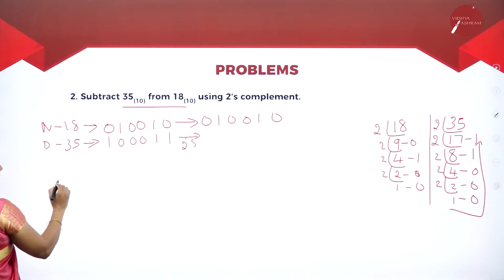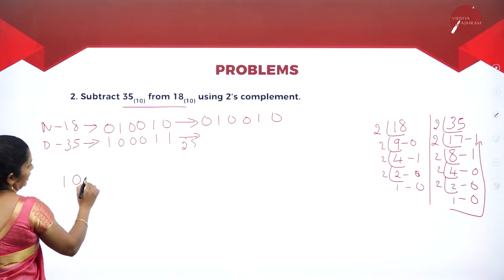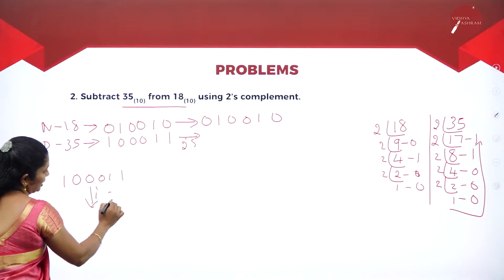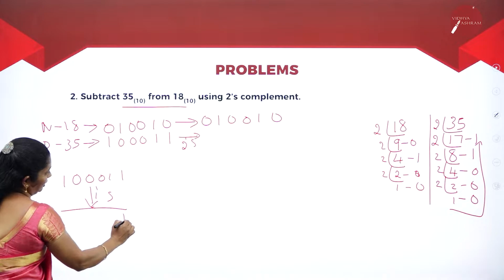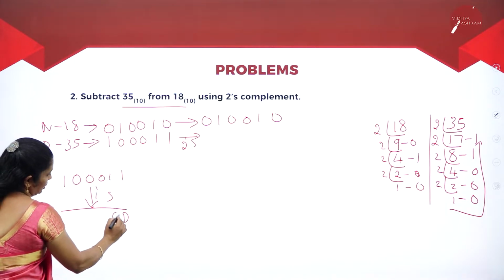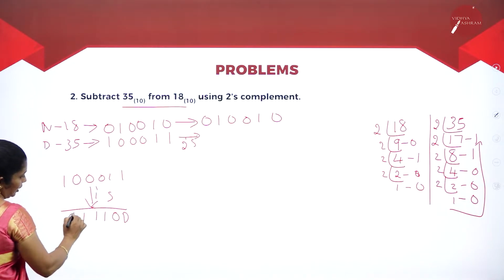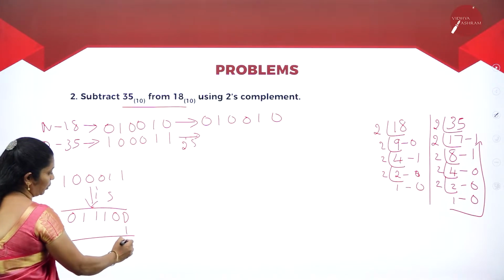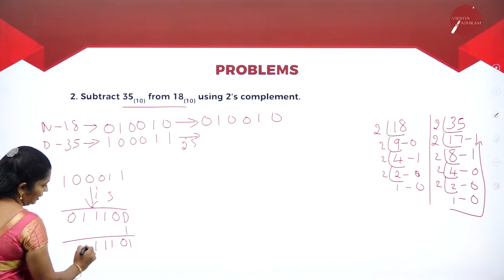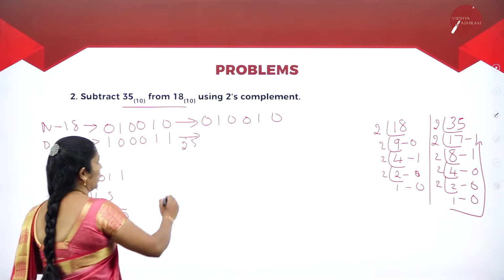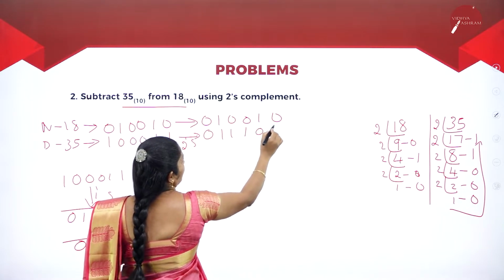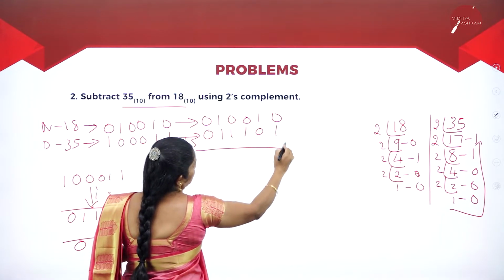Then how to convert this denominator value 1 0 0 0 1 1? First convert that into 1's complement, which is 0 1 1 1 0 0. Then add 1 to that to get the 2's complement, 0 1 1 1 0 1. Now write down that value and add these two values.